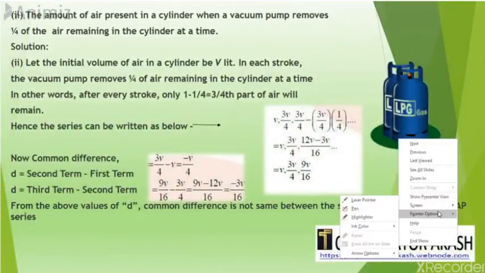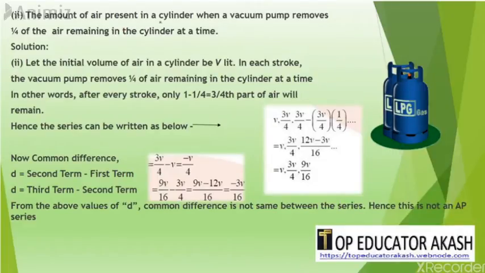Here they have given a cylinder. The amount of air present in a cylinder when a vacuum pump removes 1/4 of the air remaining in the cylinder at a time. Here we need to find whether they are in AP or not. As there is a vacuum pump, it removes 1/4 of the air at a time from a cylinder, and we need to find whether it will form an AP or not. So let us solve it.